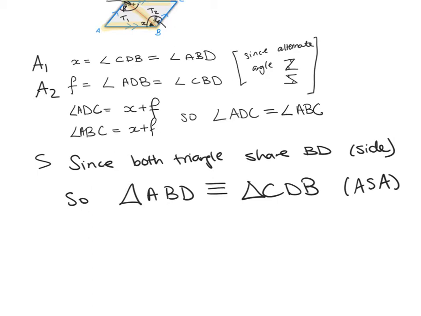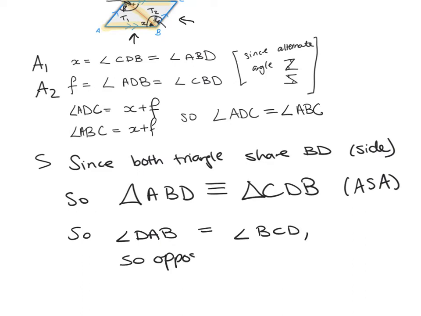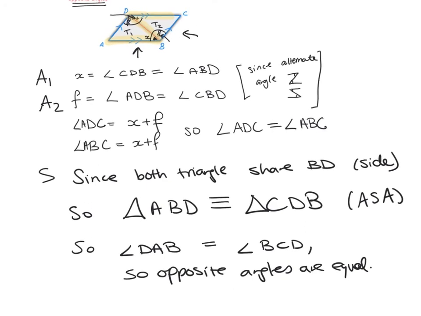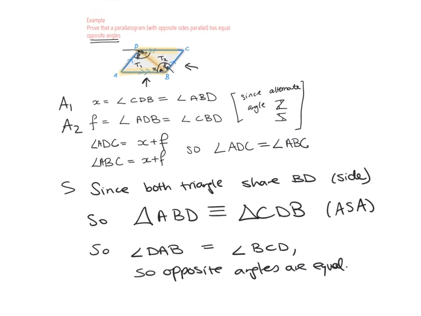Since these two triangles over here are congruent, meaning that they're identical, then the opposite angles also have to be identical. So angle DAB is therefore equal to the angle BCD. So opposite angles are equal. So we have proved that a parallelogram has equal opposite angles.